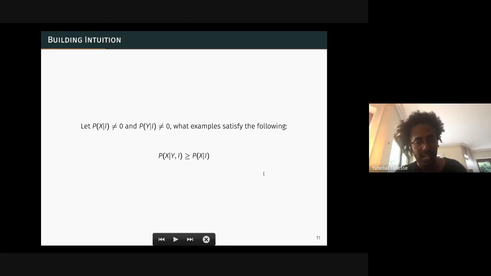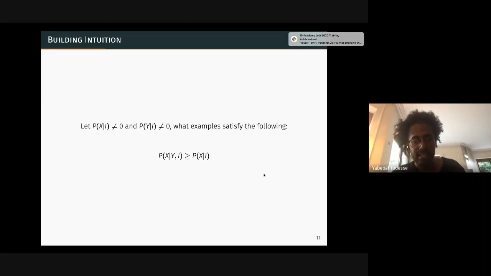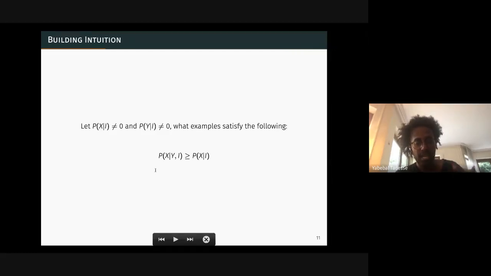So here is another brain teaser. Let probability of X given some information be not 0. Let probability of Y given some other information be not 0. What examples satisfy this condition? I'm just asking you to read this mathematical notation and come up with an example.